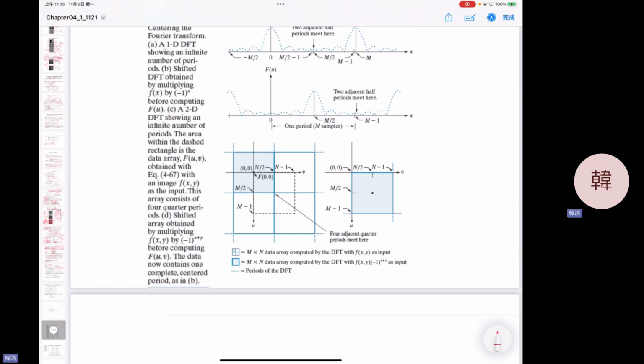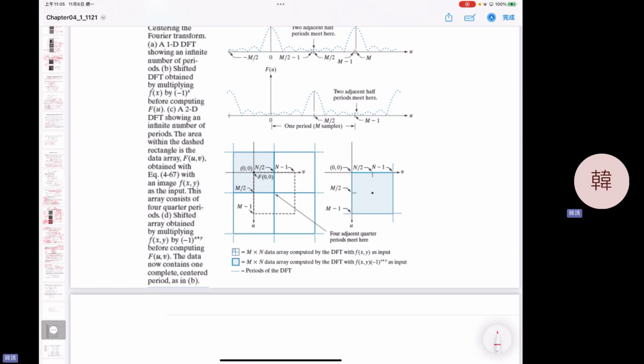Maybe there's some example. It should be in the second one. Let's see, chapter, this one. Okay, the textbook provides a real example. If you try to avoid the wraparound error, how can you do it? The only way is to pad with zeros before you do the filtering processing.